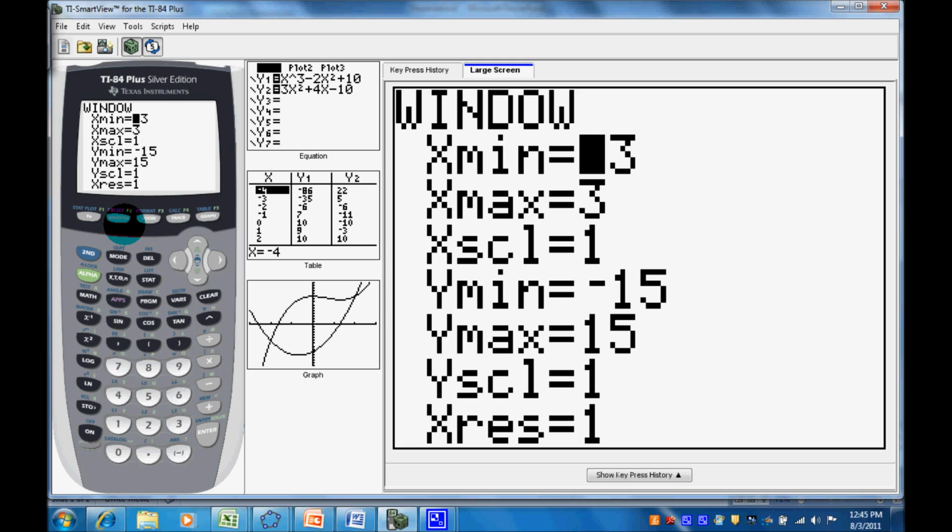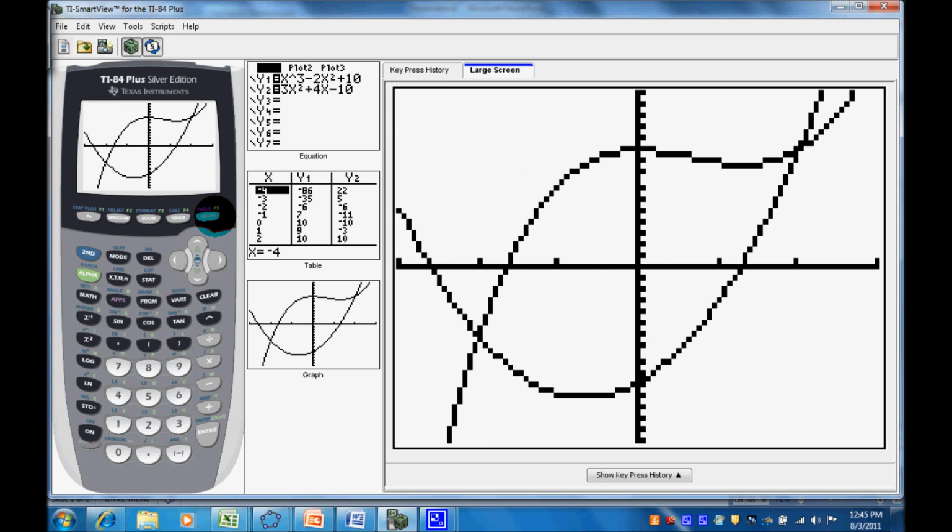My x-min was -3, my x-max was 3. Remember, we thought that the intersection points here and here were 2 and -2, and so I did -3 and 3 just to give us a little bit more. And then I played around with the y-scale enough just to make sure that I can see the whole shaded region. And so my graph is going to look like this, which is pretty good.